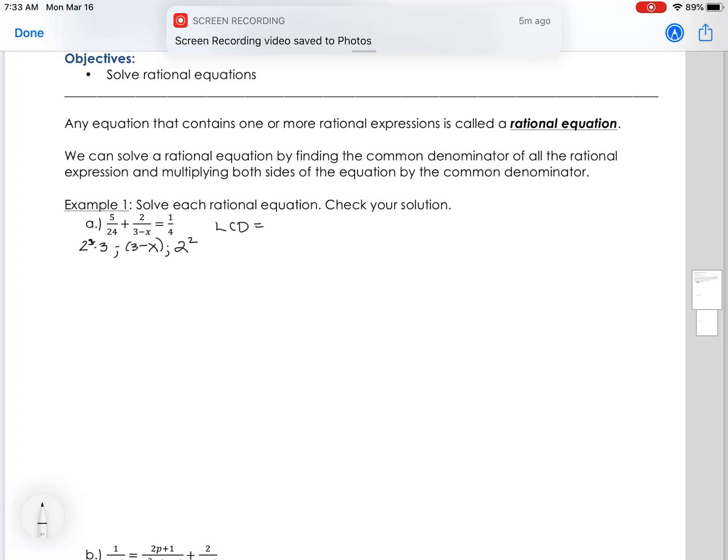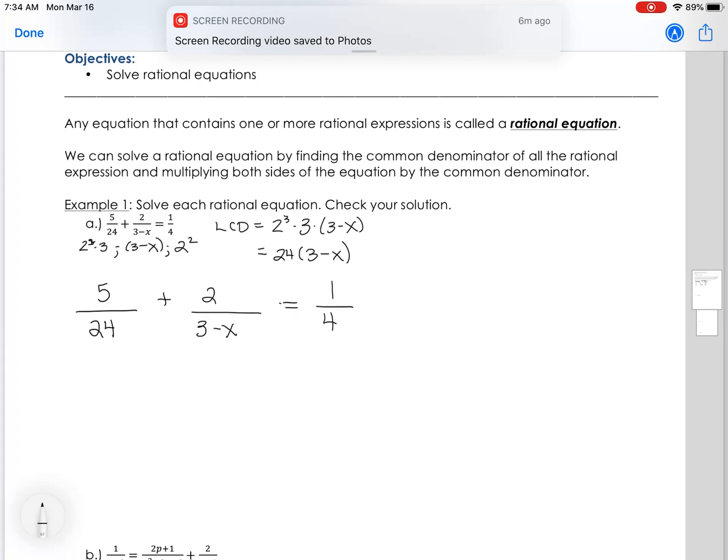So if we're identifying what our LCD is, remember we need the highest power of each one. So we need 2 to the third, we need a 3, and we need a 3 minus x. When you put all that together, that makes 24 times 3 minus x. So the difference now is what we were doing in the past: we were always figuring out, well, what's missing, and what we're going to multiply by. So what I'm going to do is set up my 3 fractions, but leave some space.